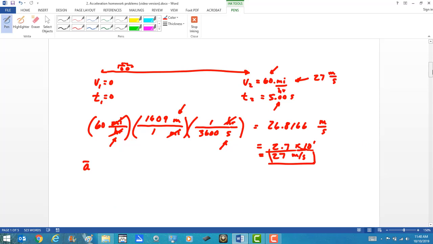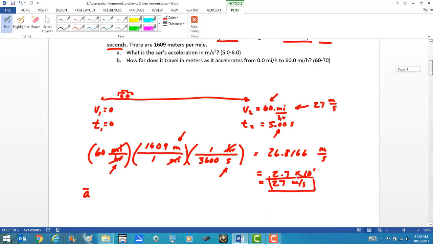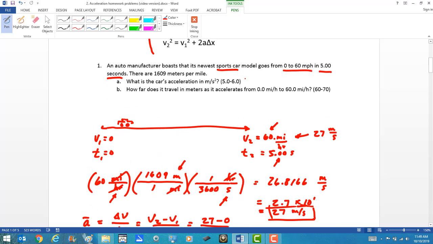So the first question is asking for the average acceleration in meters per second squared. The equation you want to use, from the 5 above, is the second one in the list. Plug in the values, limiting ourselves to 2 significant figures. That's the answer I get. Check it against the hint. Yes, it lies within 5 and 6.